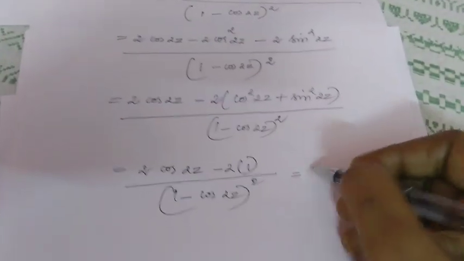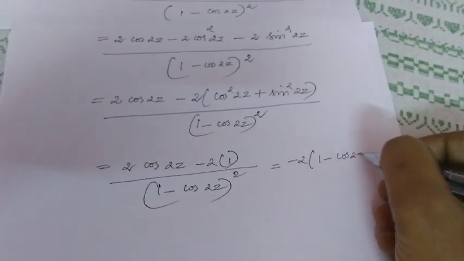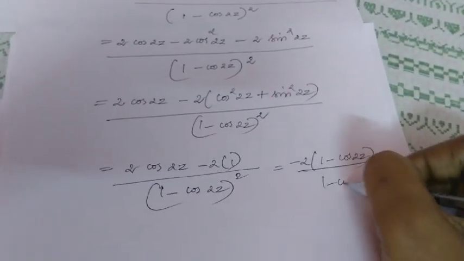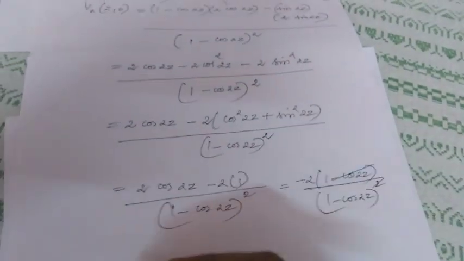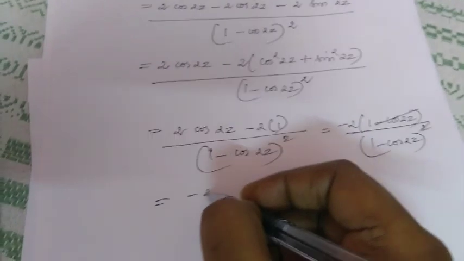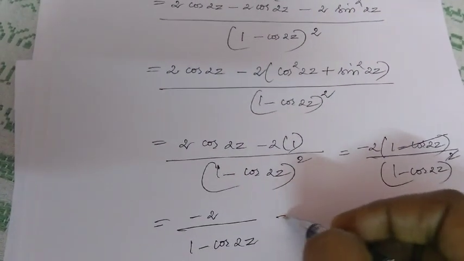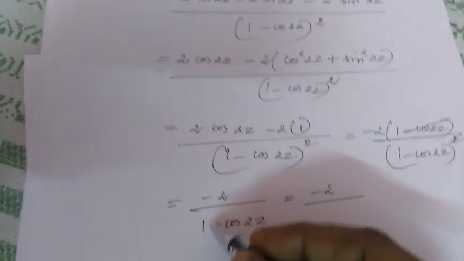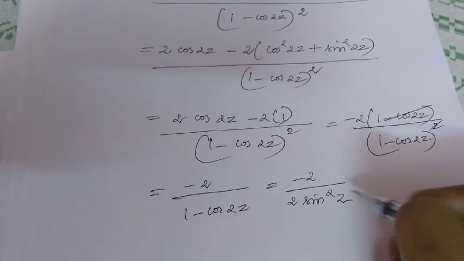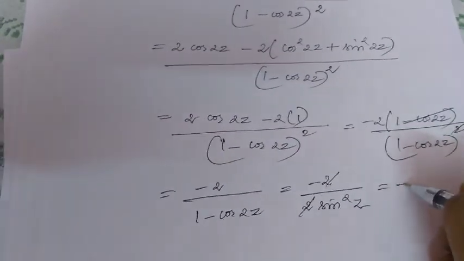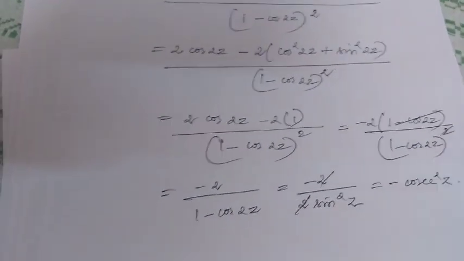And now you take minus 2 as common from the numerator. We will have then 1 minus cos 2z by 1 minus cos 2z whole square. So the square and one term in the numerator get cancelled. Then we will have minus 2 by 1 minus cos 2z. The formula is 2 sin square z, so this 2 gets cancelled. Minus 1 by sin square z, it is cosecant square z, the formula.